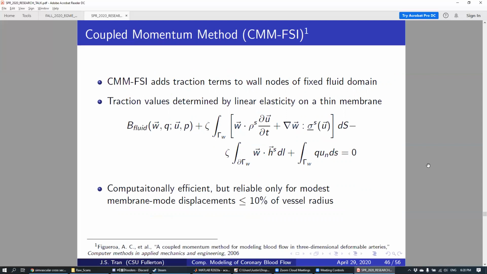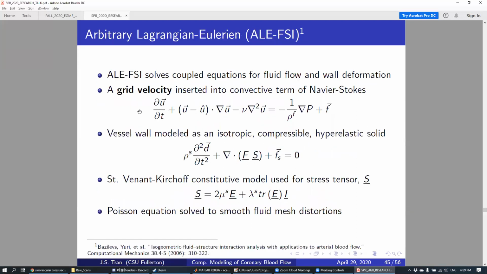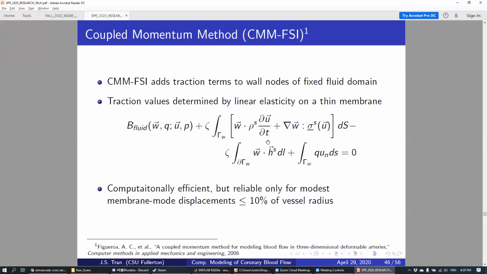Okay, and so the reason for that is because we just have one equation that we're solving for. It's just that that one equation, we're going to make slight modifications to it in order to account for the deformable vessel wall. Okay, and so what I have right here is our typical fluids equation. So this B fluid right here is kind of the same as our Navier-Stokes that we have on the previous slide, except we're going to add some additional terms here to account for the vessel wall.